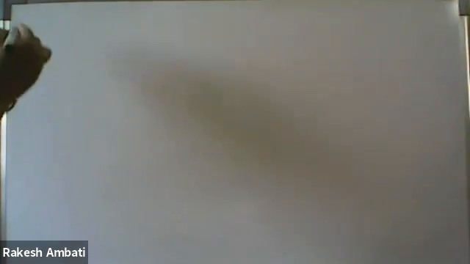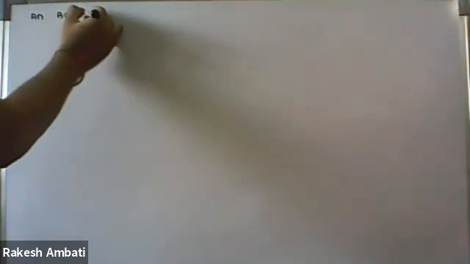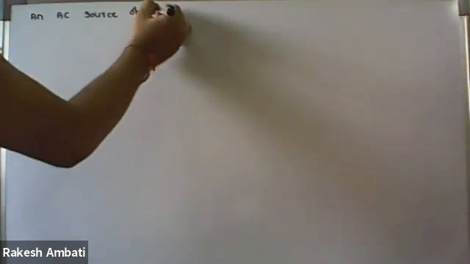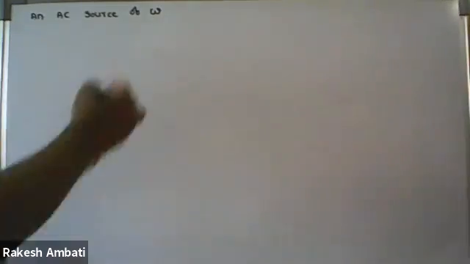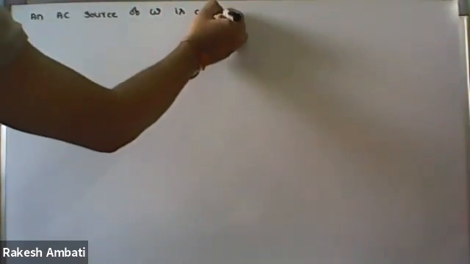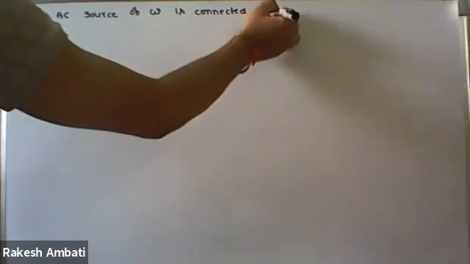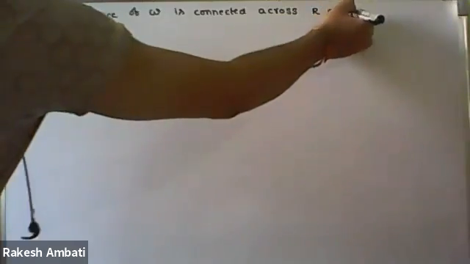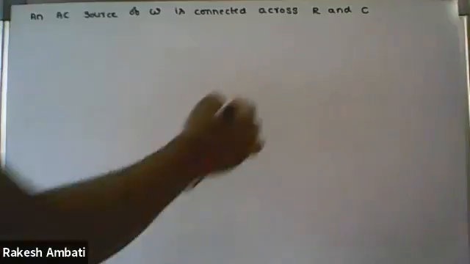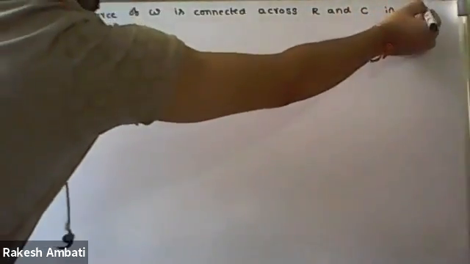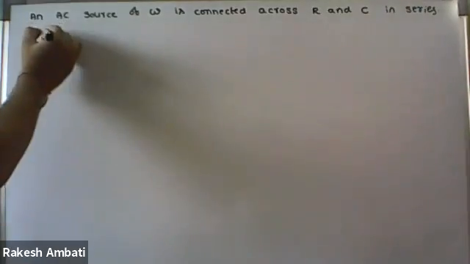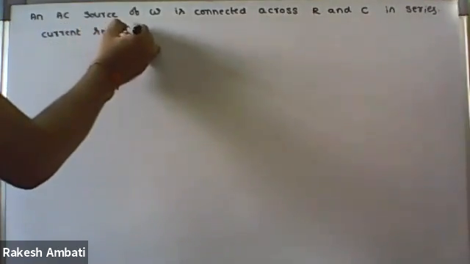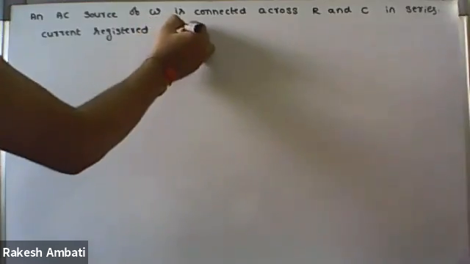Okay. Write down an AC source of angular frequency omega, connected across R and C, resistance and capacitor, in series. The current registered is I.